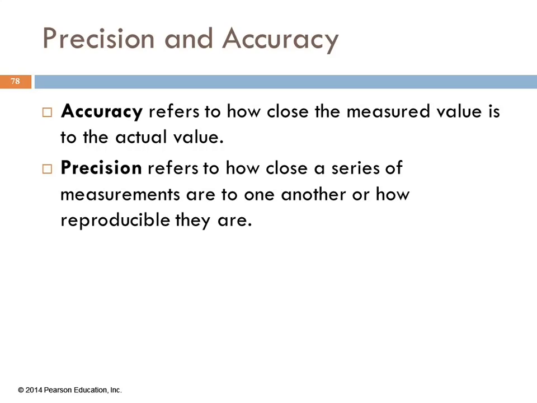Oh, this is a section that never ends. Precision and accuracy. These are 2 terms that can be kind of confusing. Accuracy refers to how close the measured value is to the actual value. It's like hitting the bullseye. How close to the bullseye on the dartboard is this measurement? Precision refers to how close a series of measurements are to one another, or how reproducible they are.